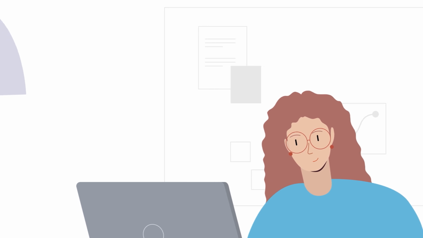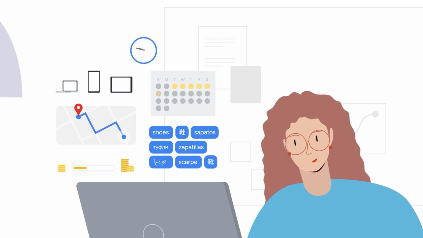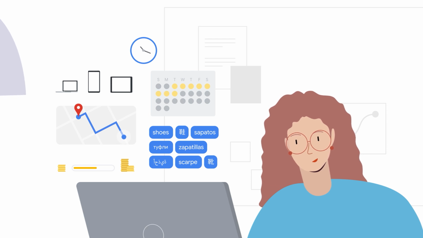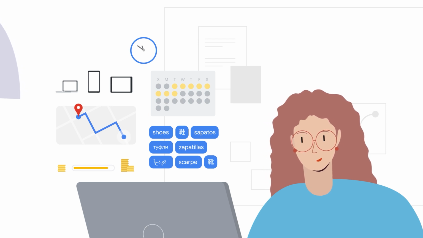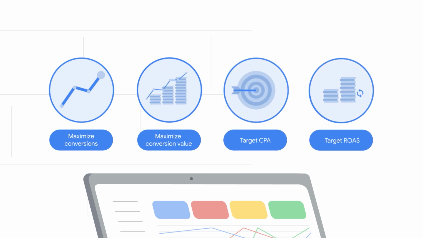Smart bidding combines an exclusive set of signals to set real-time bids for each and every auction to help you achieve your business objectives. In this video, you'll learn how to choose a bidding strategy and optimize your campaigns with smart bidding. First, let's go over the different bidding strategies based on business goals.